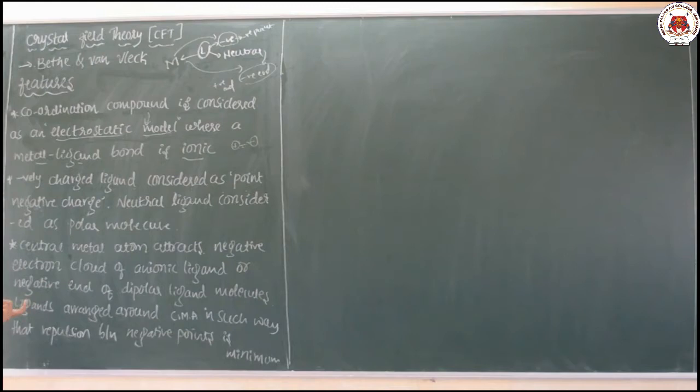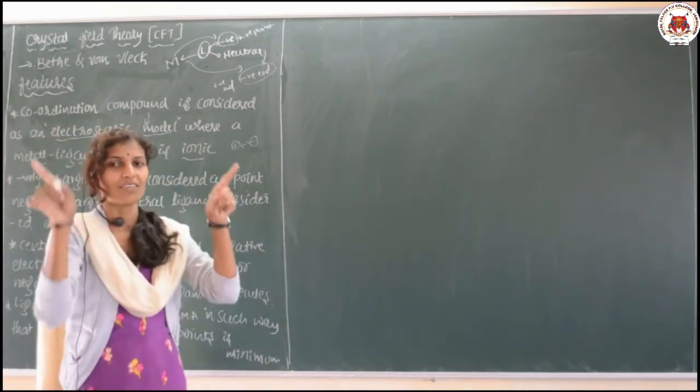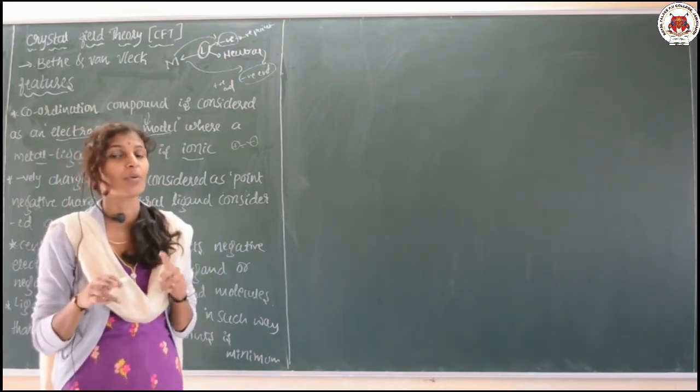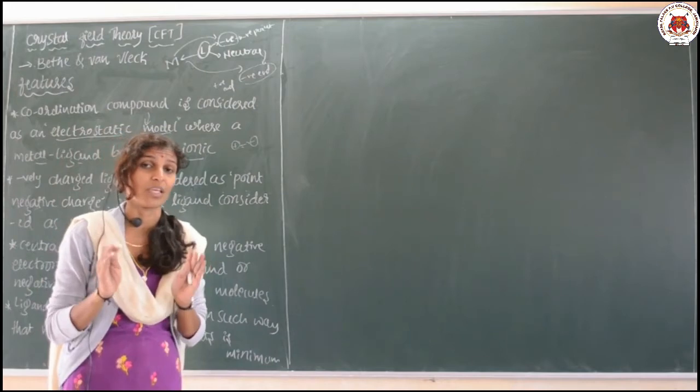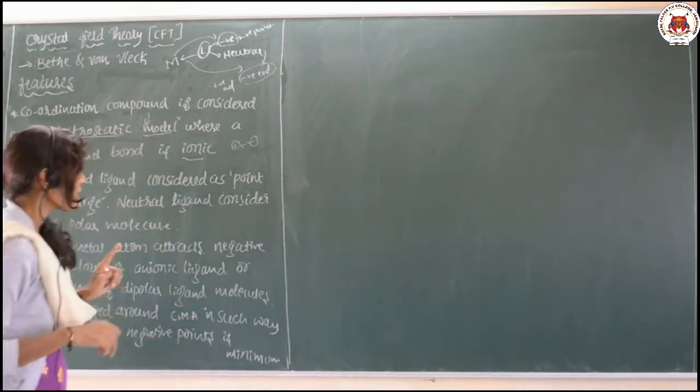And the last point is that the ligands are arranged around the central metal atom in such a way that the repulsion between the negative points is minimum. The ligands are surrounding the central metal atom in such a way that the repulsion between the negative points must be less or minimum. So all these are the features.